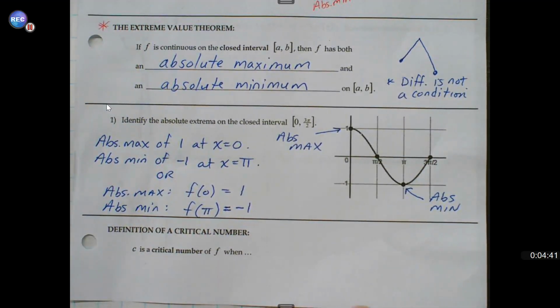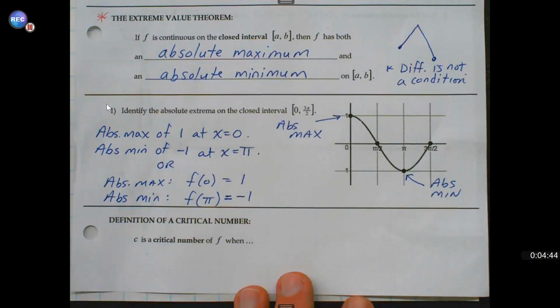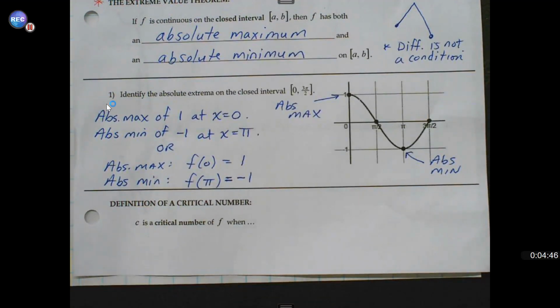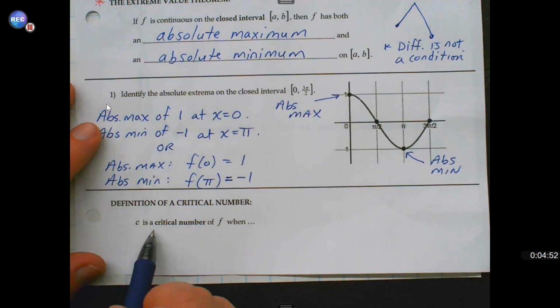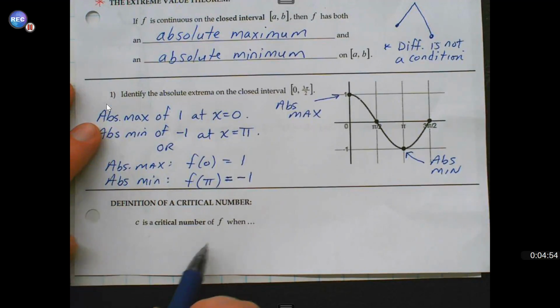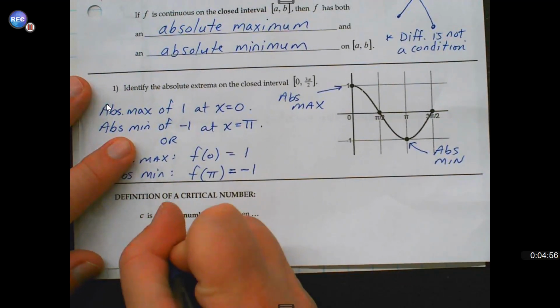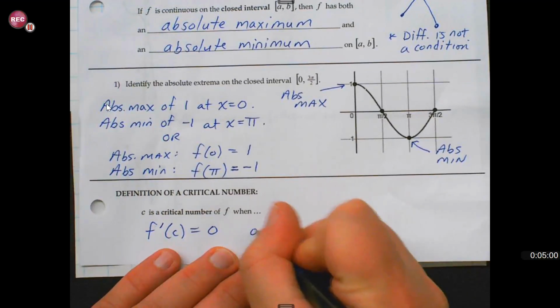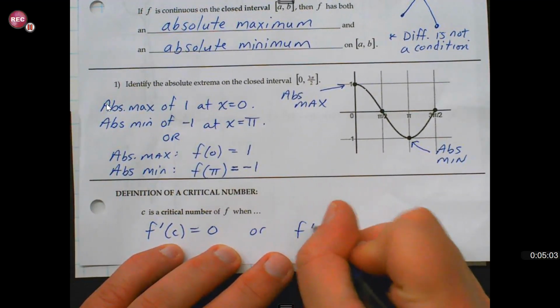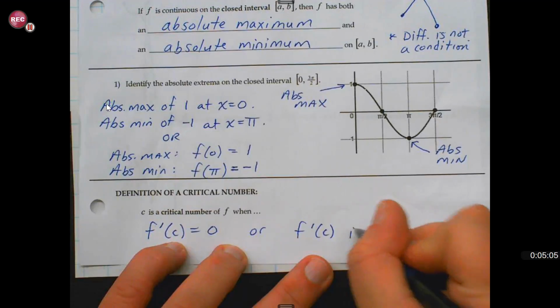No big deal there. All right, so the last thing I want to talk about is what a critical number is. So it's a definition. We're just going to write it down and ponder it for a second. The number c is a critical number of a function f whenever f prime of c is 0 or f prime of c is undefined.